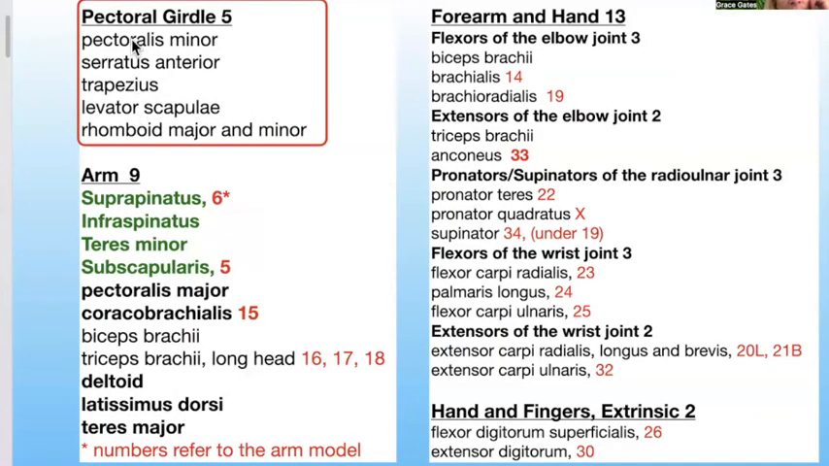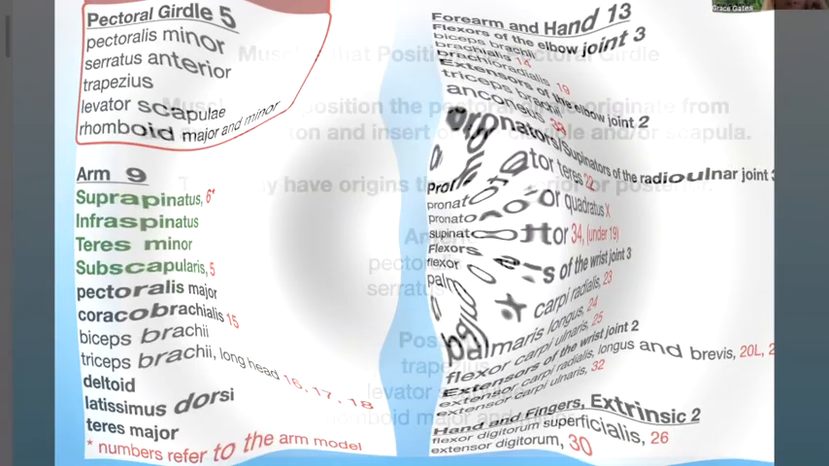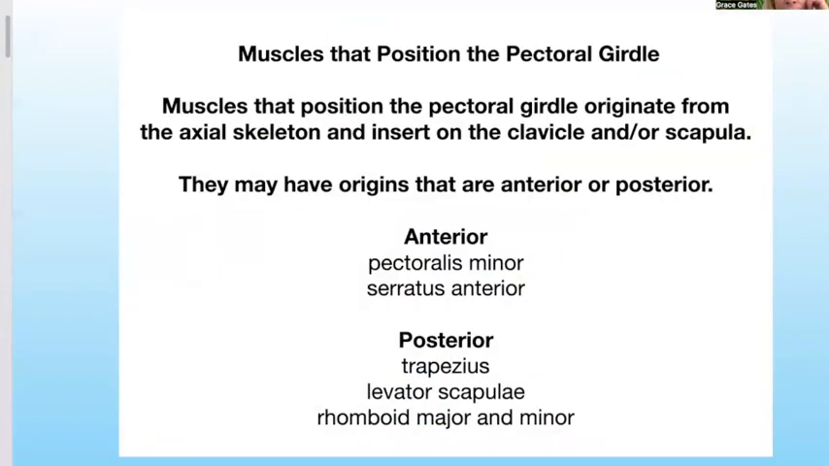So I've boxed off here on our list those muscles. The muscles that position the pectoral girdle originate from the axial skeleton and insert on the clavicle and or scapula, which is, of course, the pectoral girdle. They may have origins that are anterior or posterior. So our list of muscles can be broken down into anterior, pectoralis minor and serratus anterior, and posterior, trapezius, levator scapulae, and rhomboid major and minor.